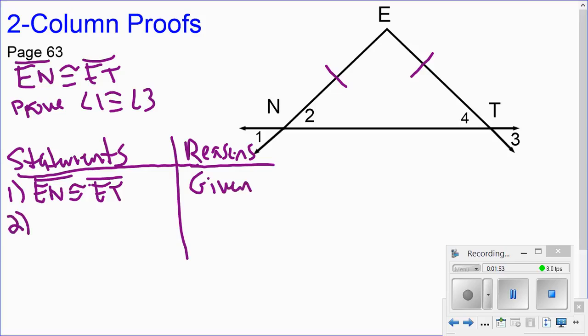Okay, so now let's think about that a moment. Let's think about what that given information tells us. Well, it not only tells us that those two sides are congruent, but because those two sides are marked congruent in a triangle, we know that triangle ENT is isosceles. And the reason we know that is because of the definition of isosceles.